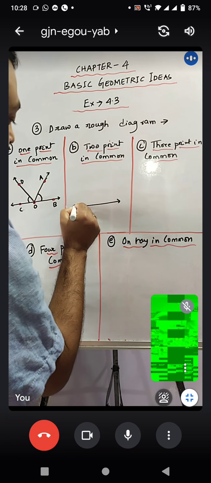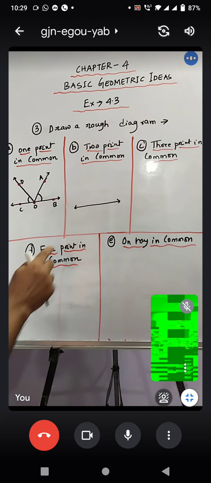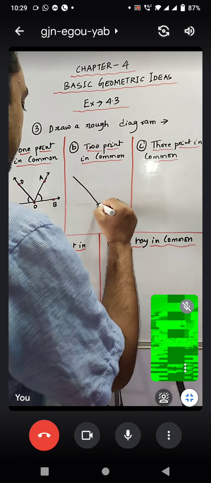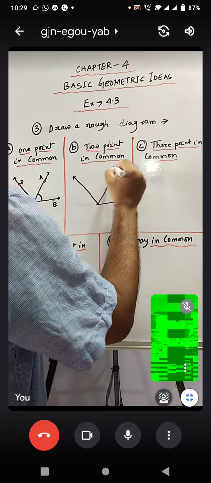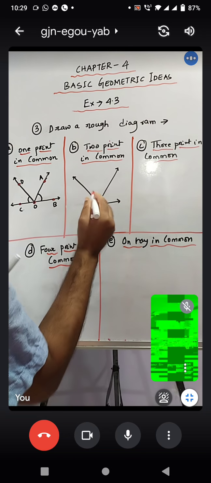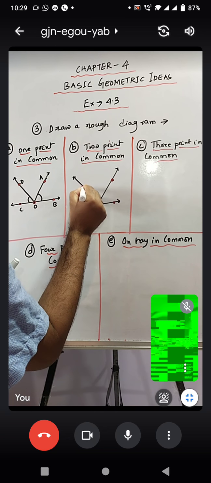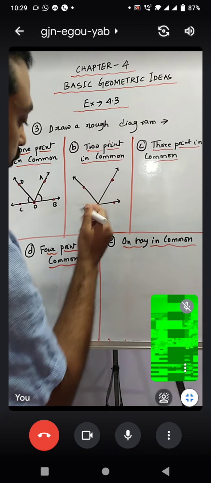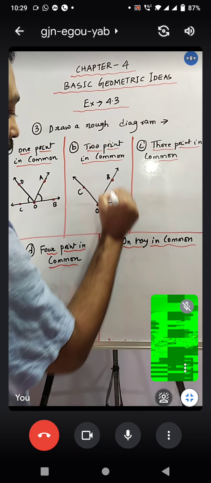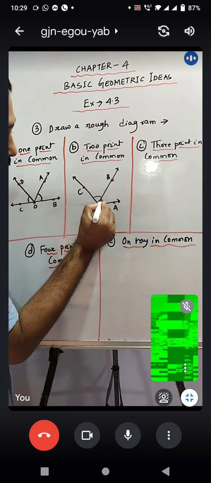So what we'll do? Again we'll draw one line. No, not like this. This time we have to draw something like this, because now we have to show 2 points in common. So take one point here, one here, one here, and one here. Now we'll name these as O, C, B, and A. Now you see, these are the two angles.